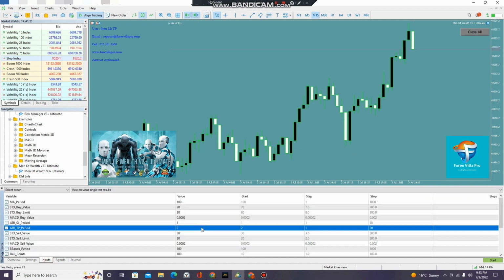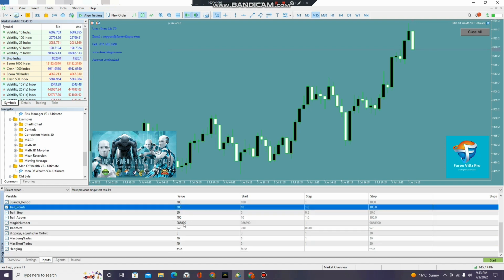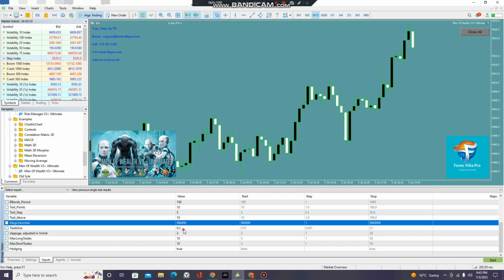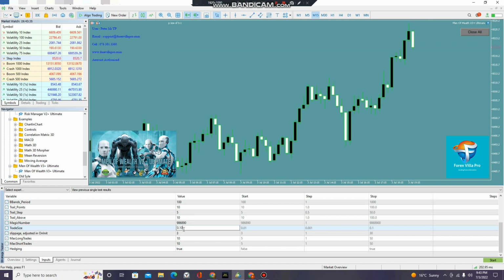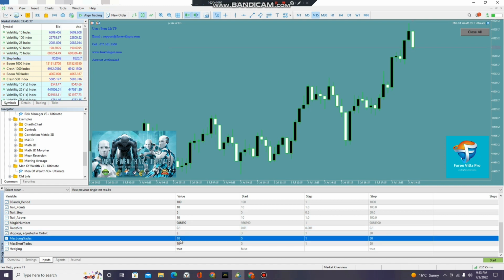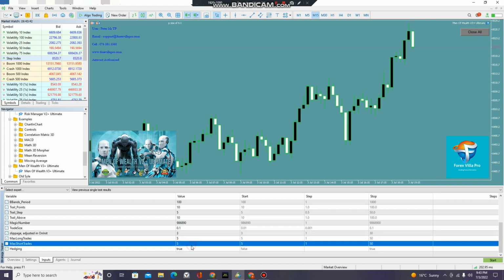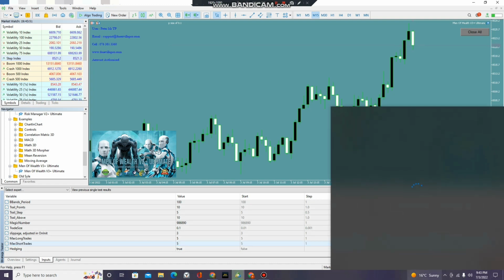Once again, I'm just going to check those 7 input settings that I need to change. My trailing points should be 10, and my trailing step should be 5. Trail above should be 10 as well. The minimum lot size for Step Index, as we said, is 0.1. And I would also like the system to start taking 5 positions. So with that being said, the settings are now done. The only thing left is to press start and let the simulation begin.